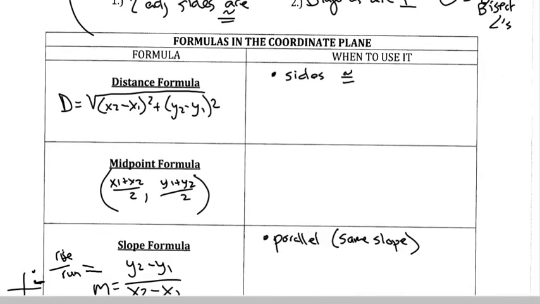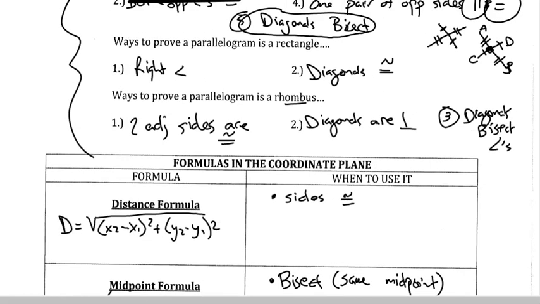So this formula right here is used when you're trying to show things bisect one another. If they both have the same midpoint, then they must be bisecting one another. If that midpoint is the same as that midpoint, they bisect one another. Go back up. What about showing a right angle? Does anybody remember how to show right angles?